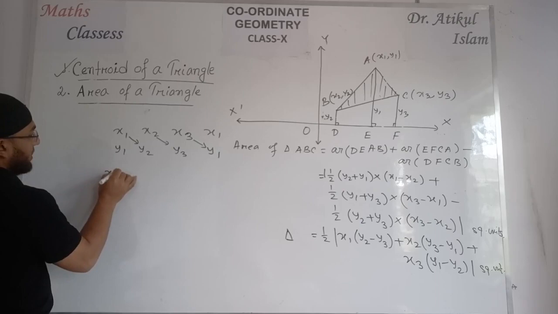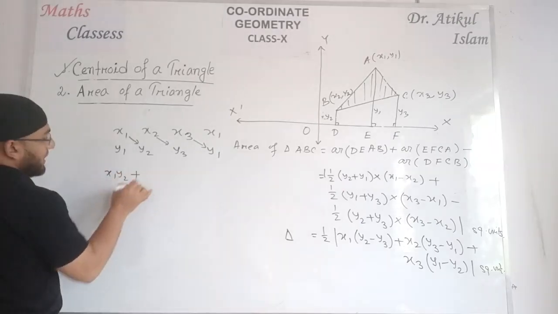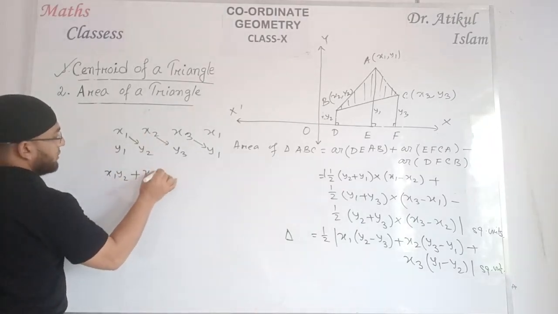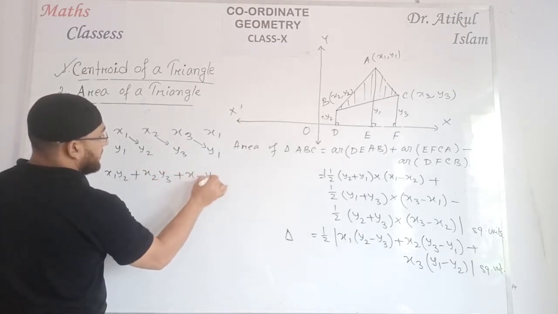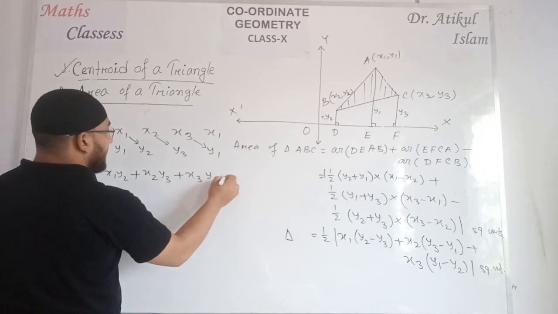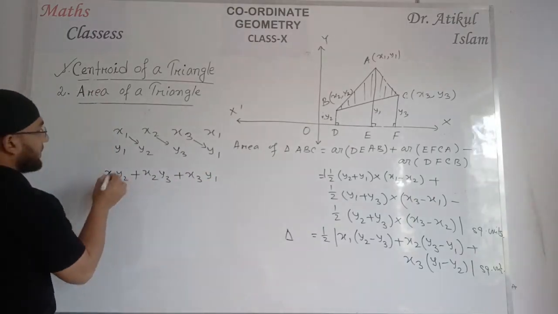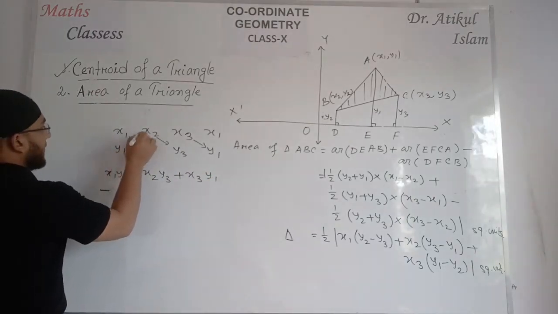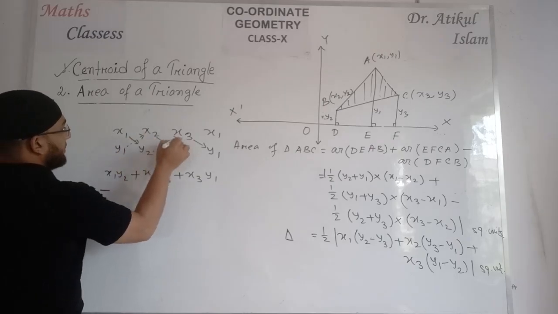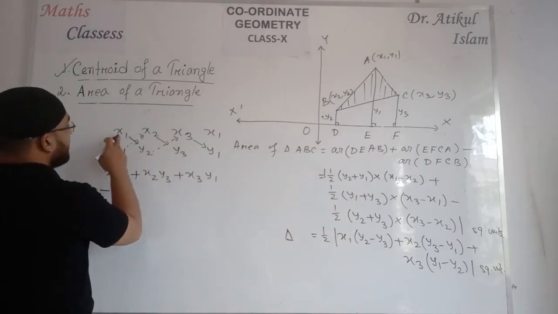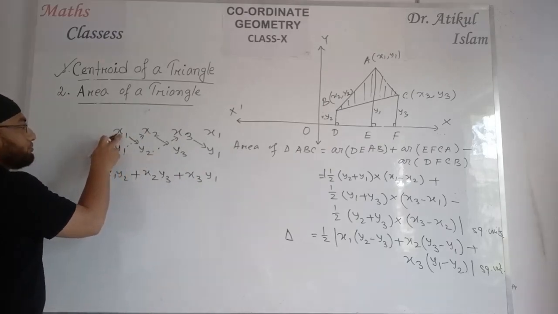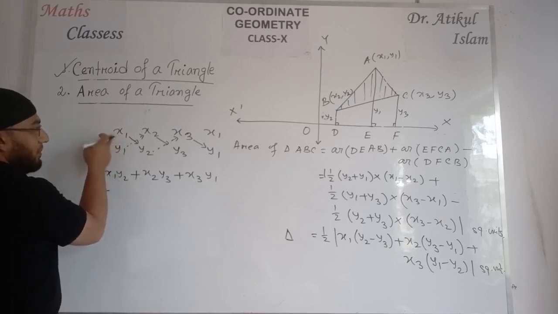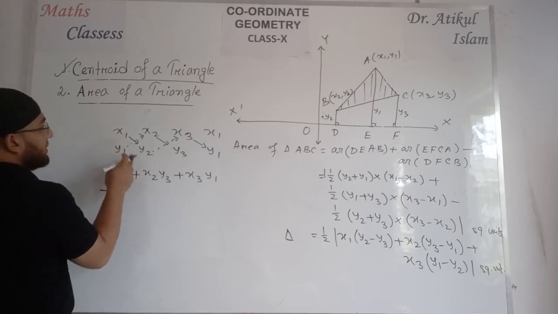So x1 y2, give plus sign, x2 y3 plus x3 y1, then give minus sign to the right-to-left terms. So the first one is your left to right, then here, or you can say some diagonal, you can multiply, you can consider this as a diagonal.